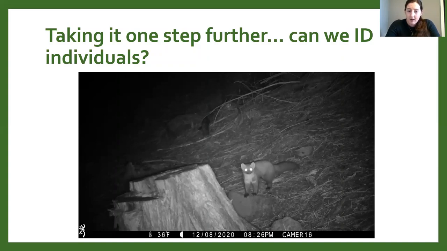So pine martens have what we would call a bib. So you can see the creamy white fur extending across the chest and across the chin. And they have different markings on these bibs. So no two pine marten bibs are exactly the same. So as they are unique, it means we could use them to try and identify different individual pine martens.